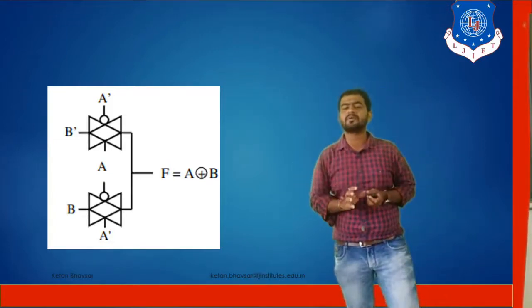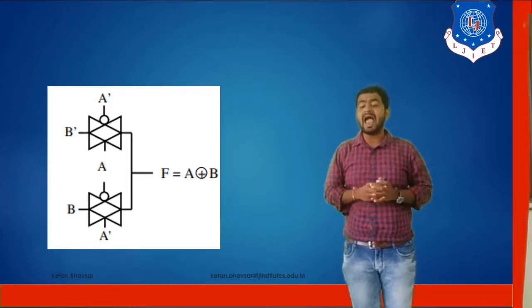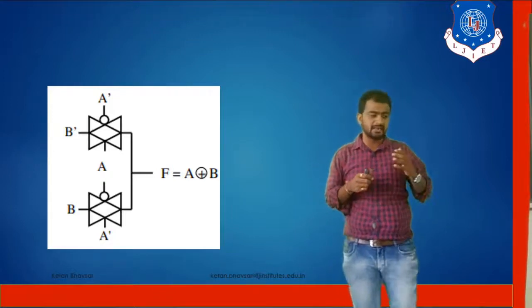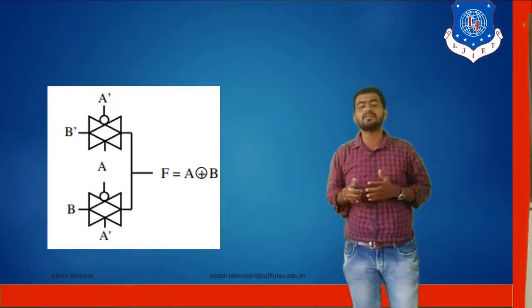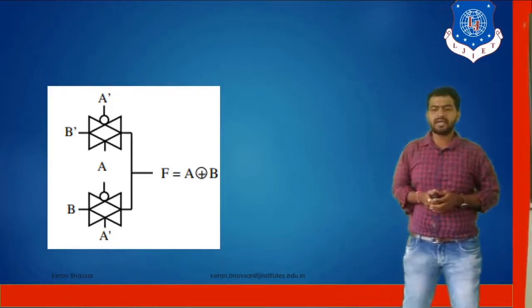So we are getting this type of circuit or this type of configuration using the transmission gate. And make sure that it is connected totally opposite than the CMOS, meaning it is connected in a parallel manner, not in a serial configuration. Okay.